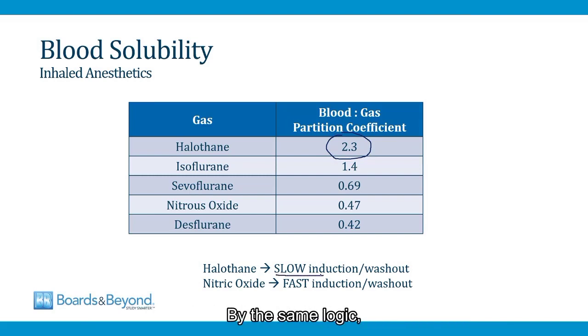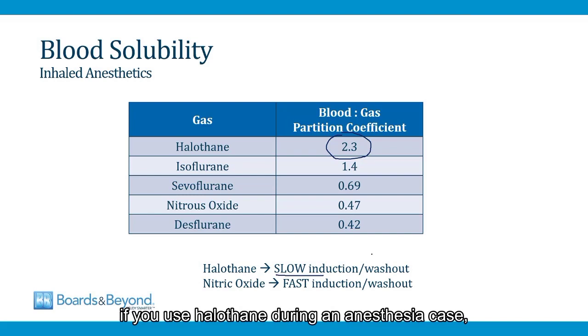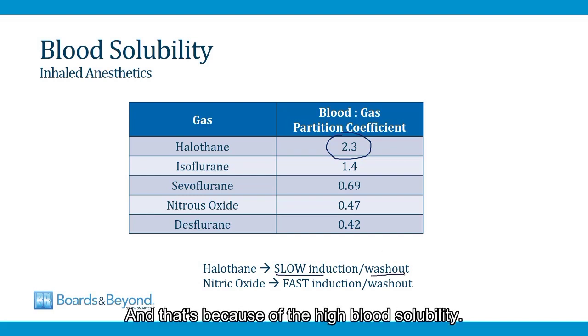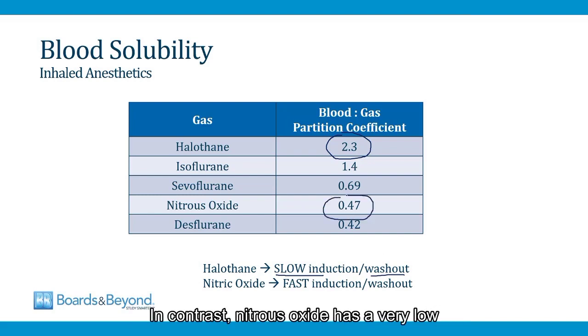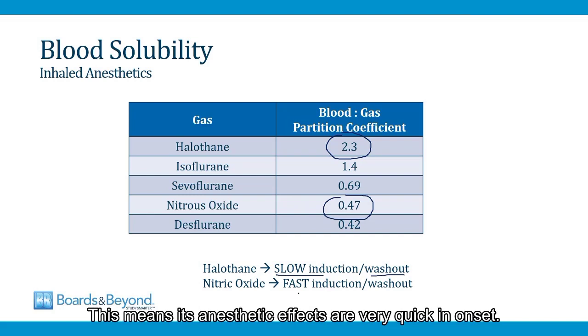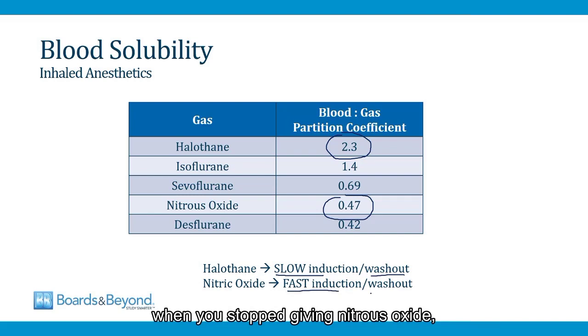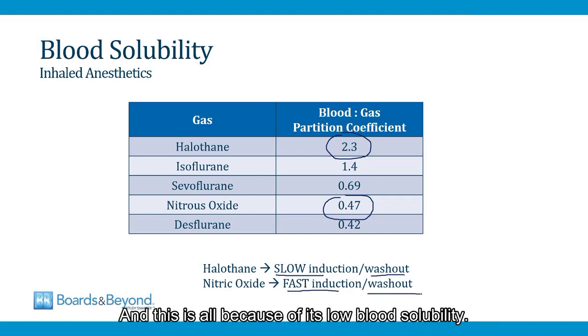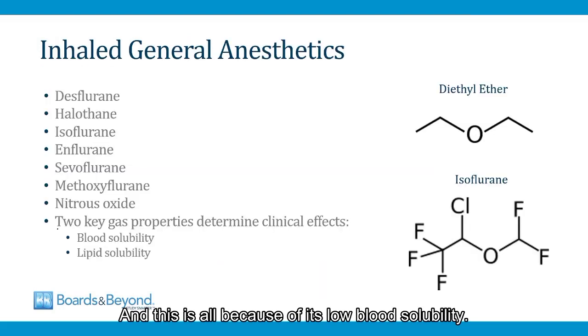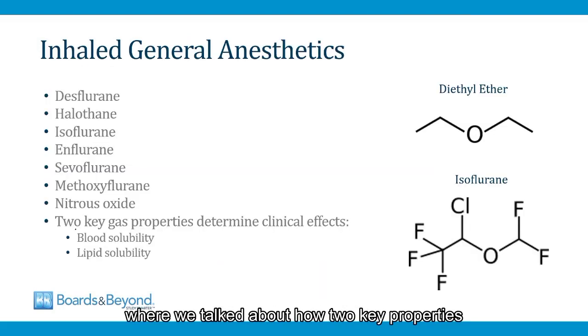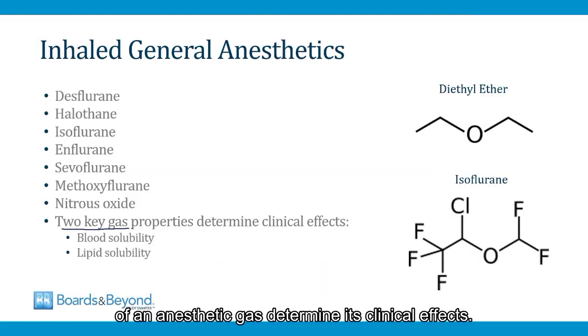By the same logic, if you use halothane during an anesthesia case, it will take longer to wash out, and that's because of the high blood solubility. In contrast, nitrous oxide has a very low blood gas partition coefficient. This means its anesthetic effects are very quick in onset, and in addition, at the end of a case when you stop giving nitrous oxide, it will wash out very quickly as well, and this is all because of its low blood solubility.